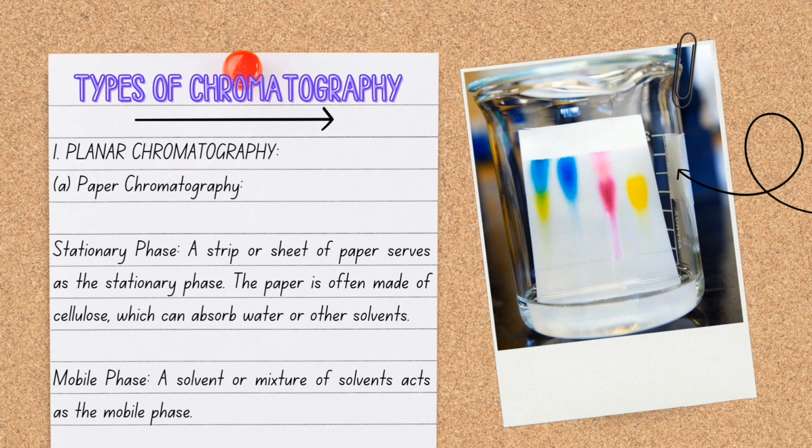In paper chromatography, a strip or sheet of paper serves as the stationary phase. The paper is often made of cellulose, which can absorb water or other solvents. A solvent or mixture of solvents acts as the mobile phase.